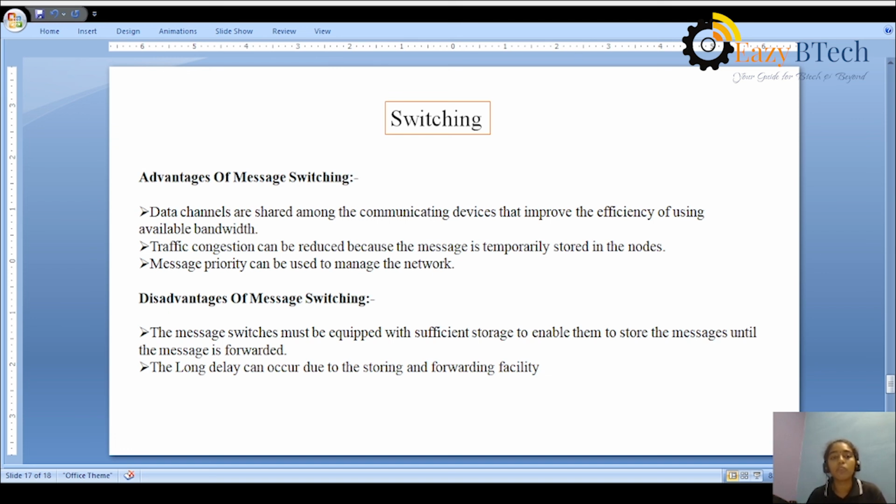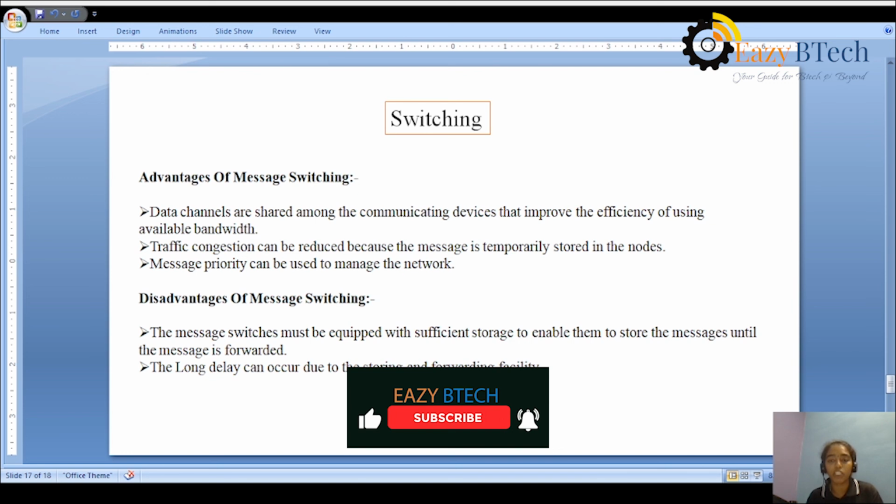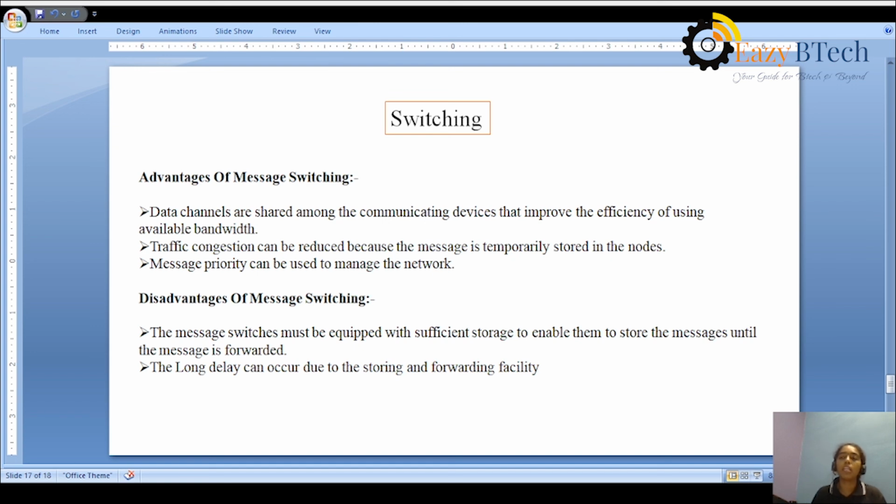We also have disadvantages of message switching. The message switches must be equipped with sufficient storage to enable them to store the messages until the message is forwarded. In message switching, the message is not directly sent to the particular receiver, so it will store first, then the receiver address will be appended to the message. When available, it takes a dynamic route from source to destination, and through that dynamic path it will send that particular message. Firstly, it will store that message.